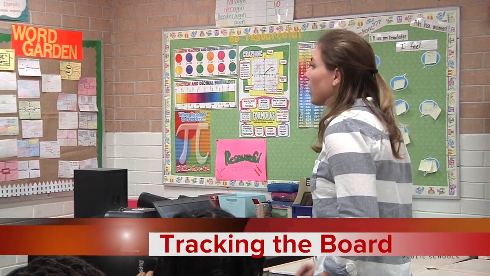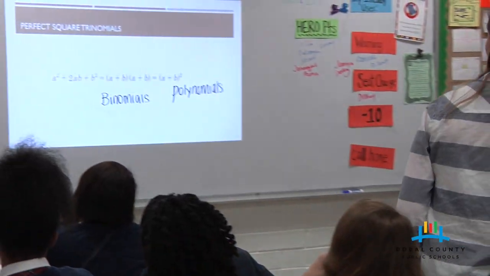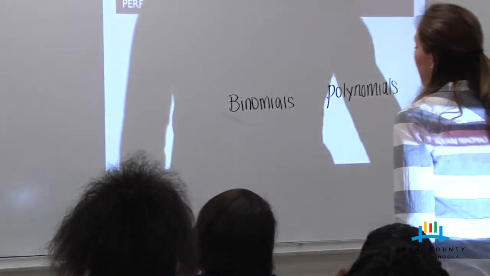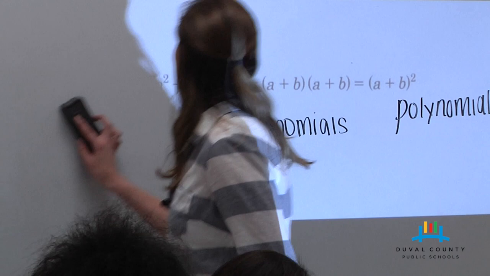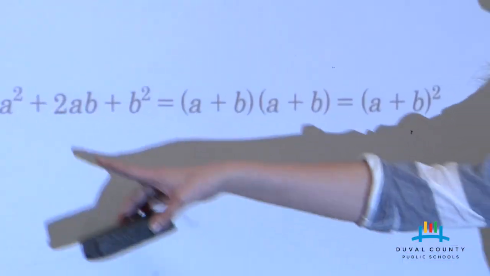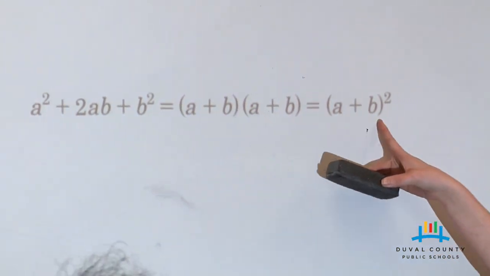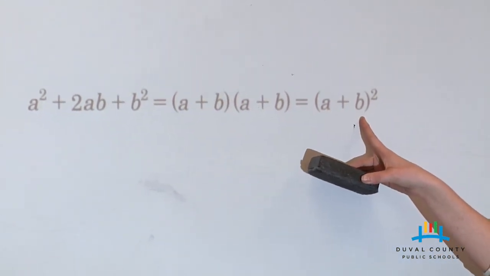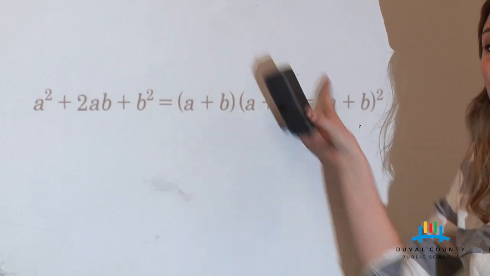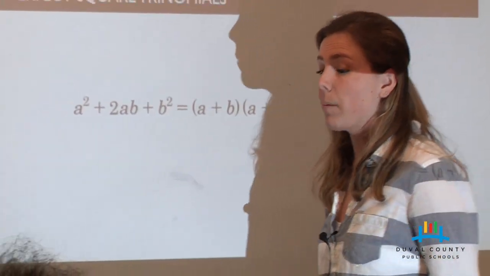Everybody track the board up here. Perfect square trinomials. This looks awfully intimidating, but it's really not that scary. The polynomial is what we start with. It's equivalent to two binomials that are squared when you multiply them together. So everybody in their journal needs to have the parent formula down, and we'll do a practice problem with it, okay?